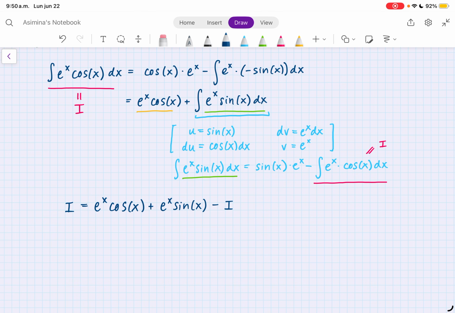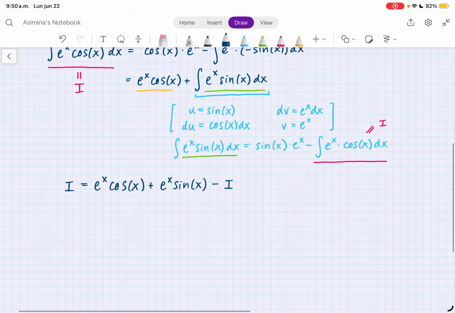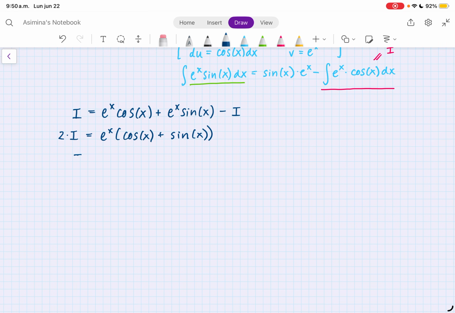So now we're just going to solve this like an algebra problem. So I'm going to add I to both sides. We want to isolate I. So we have 2I equals, and I'm going to factor out this e to the x. So I have 2I equals e to the x times cosine of x plus sine of x. Now I want to isolate I, so I'm going to divide both sides by 2. So I have I equals e to the x times cosine of x plus sine of x all over 2.